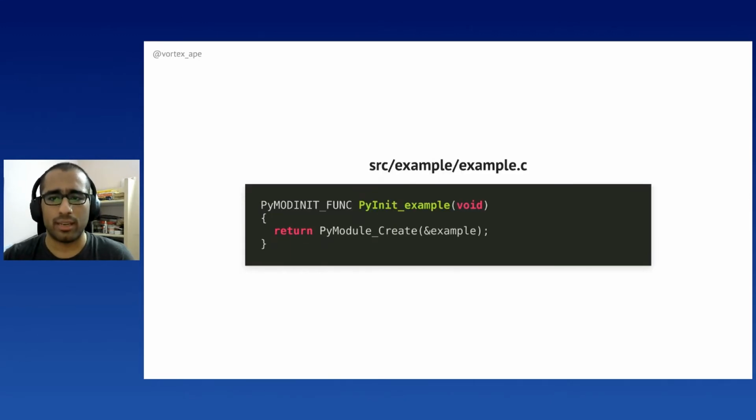Finally, we need to create a module init function called PyInit_example, which needs to follow the convention PyInit_ followed by the module name, and call the PyModule_Create function inside it with a reference to our module definition struct. And that's most of our C extension code.